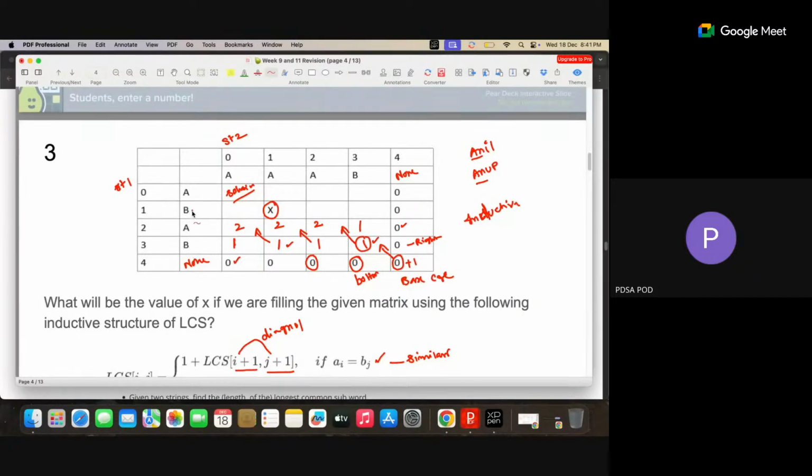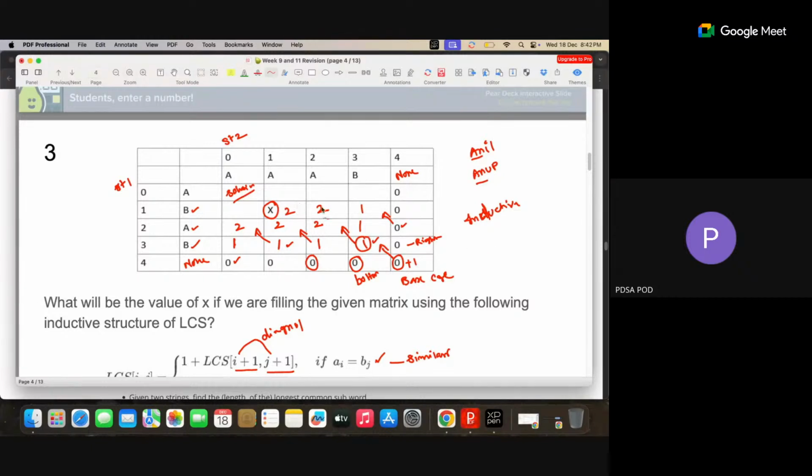Now we are trying with B. Now B and B is matched. Whenever B and B is matched, the previous diagonal value plus 1, it is 1. After that, B and A is tried. Is it matched or not matched? Not matched. So the matches are still 2. Now B we are trying with A. Is it matched or unmatched? Not matched. Not matched means out of this the maximum is 2. So the current value is 2 only.